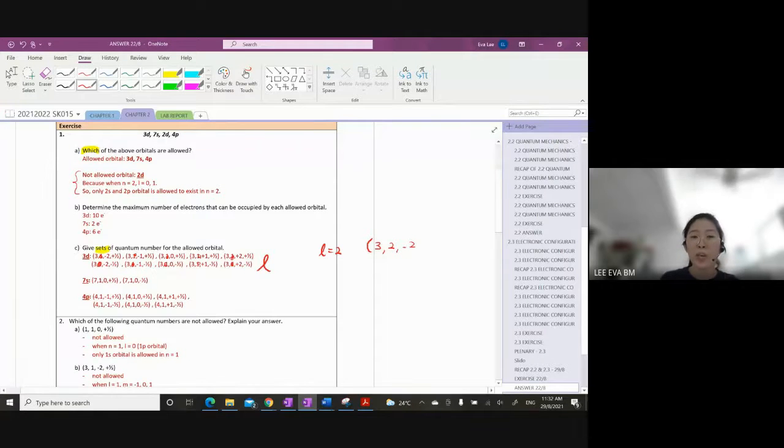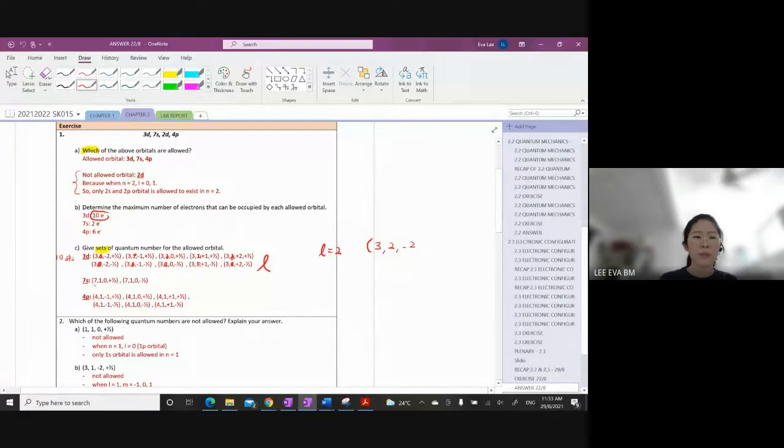Okay, so over here you have 10 electrons, maximum electron 10. So you should have 10 sets. So dekat sini ada 10 set quantum number. 1 electron, 1 set. Okay, for 7s, maximum number of electron, 2. So you have 2 sets of the quantum number.